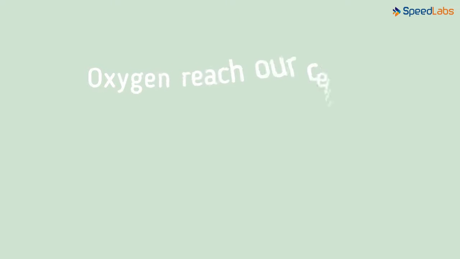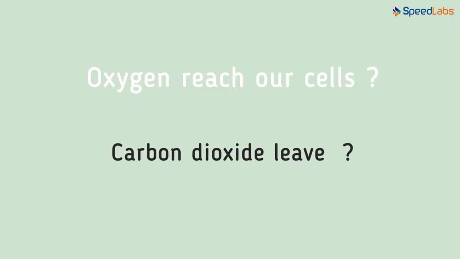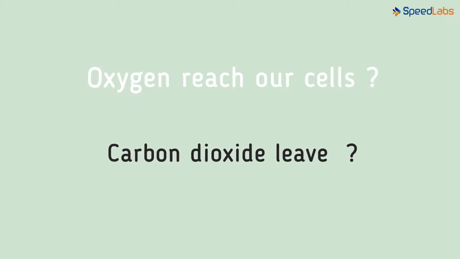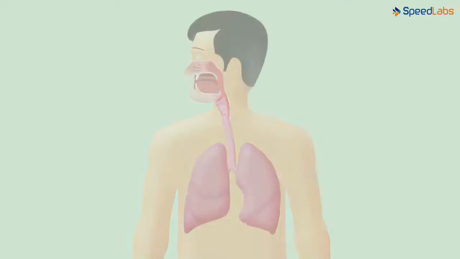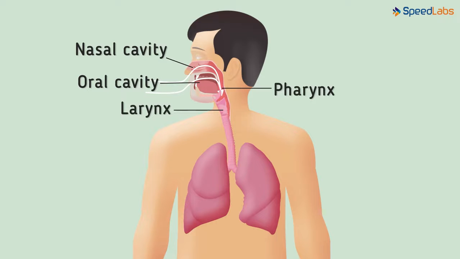How does oxygen reach our cells and how does carbon dioxide leave them? To understand this, let's look at the overall picture first. The oxygen enters the body through the oral and/or the nasal cavity. Then it moves to the pharynx and then to the larynx.